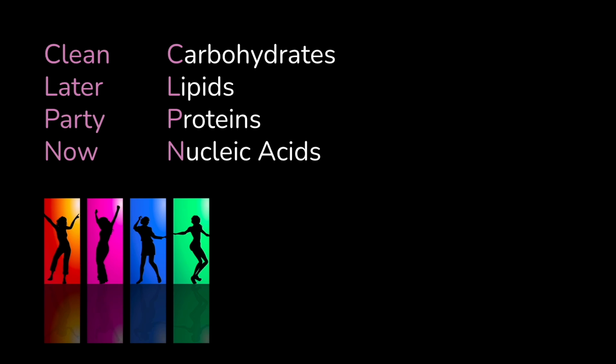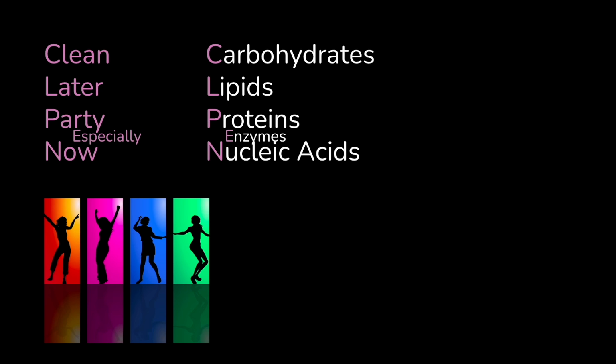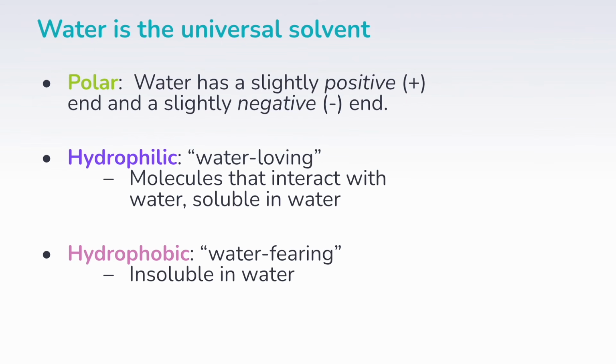Now to remember all of these organic compound groups, I like the mnemonic "clean later, party now" for carbohydrates, lipids, proteins, and nucleic acids. One thing I like to add to this is "clean later, party especially now," to remember that enzymes, for that E, are a type of protein, which is really important. Enzymes are really important biological macromolecules, and they belong in the protein category.